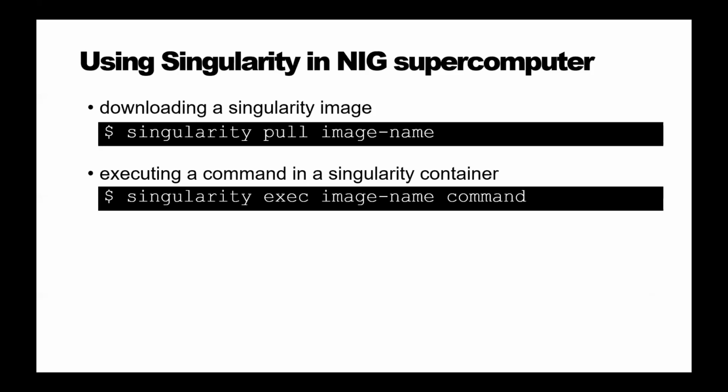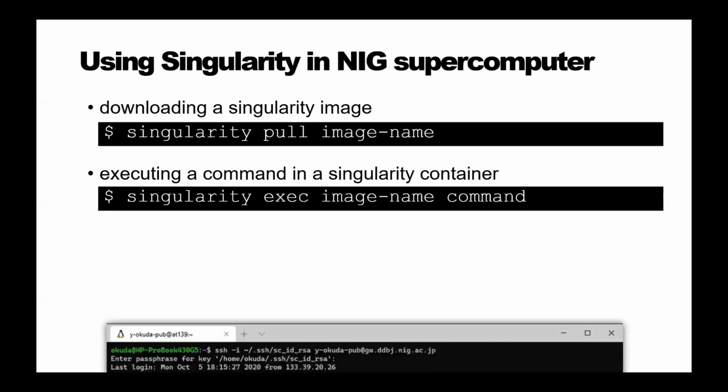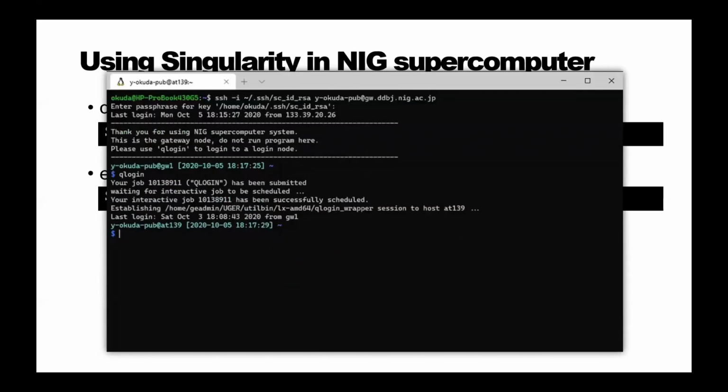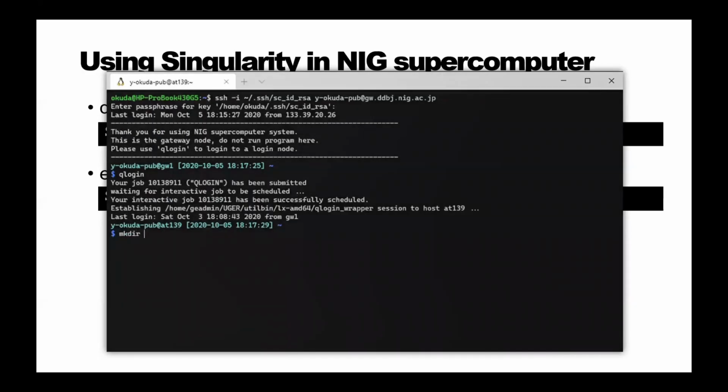Finally, let's use Singularity at the UNIX supercomputer. There are many subcommands in Singularity, but here we will use the pull command to download the image file from the internet, and the exec command to execute a command in the image. First, log into the UNIX supercomputer. Create a singularity-test directory for testing Singularity and move to it. If you check the version of Singularity, you can see that it is 3.5.2.